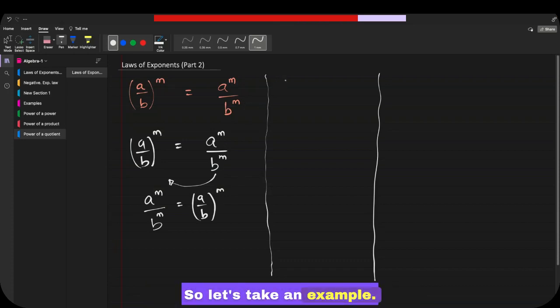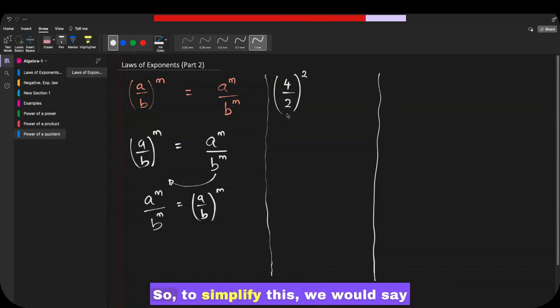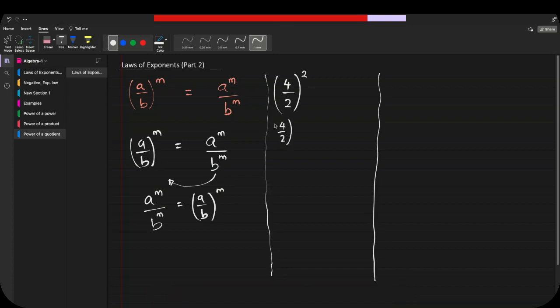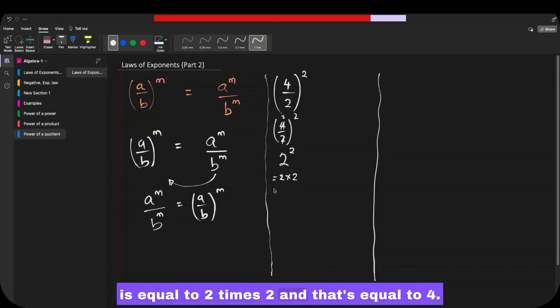So let's take an example. Say 4 divided by 2 all raised to power m, right? So we're saying 4 divided by 2 all raised to power m. Let's assume our m in this case is 2. And so I'm going to clean off this m, and I'm going to set m to be equal to 2, right? So to simplify this, we would say 4 divided by 2 for sure is 2, right? So that would be 2 raised to power 2, and that is equal to 2 times 2, and that's equal to 4.